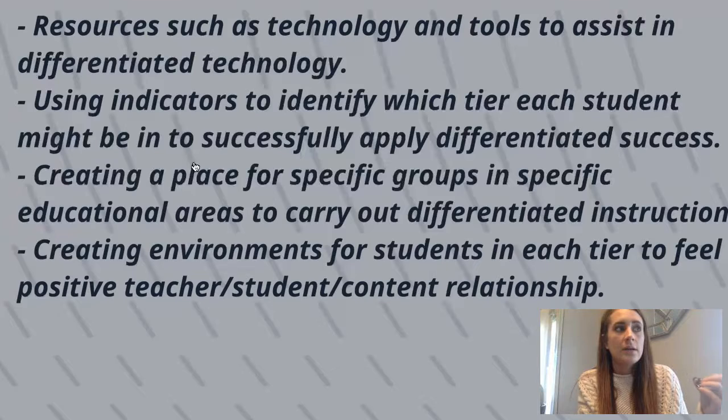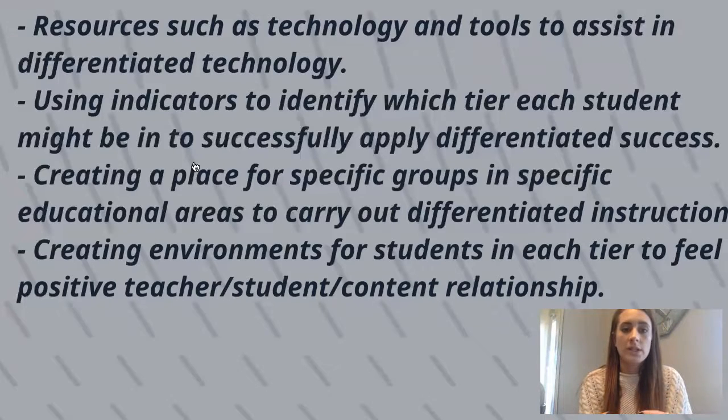Also by indicating which students need to be where. This is a continuous thing that needs to happen. Students grow and progress continuously throughout the year. So indicating which tier a student is in is also an important way to get your classroom where it needs to be, and making sure that as a student grows that it's being shown within their differentiated instruction as well.